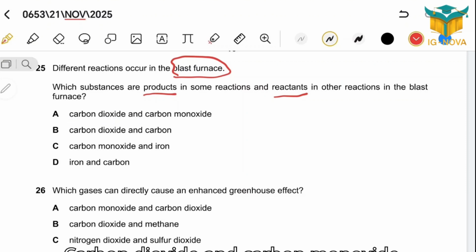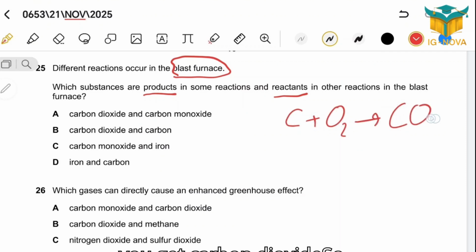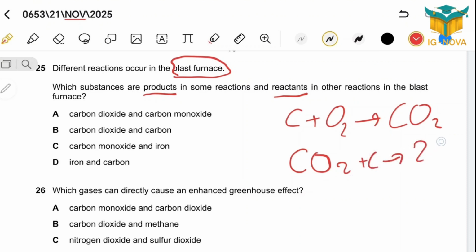Carbon dioxide and carbon monoxide. We start with carbon, we burn it, you get carbon dioxide. So carbon dioxide is in the product. Okay, we take carbon dioxide and do another reaction with carbon to get carbon monoxide, right? So carbon dioxide is reactant and product. So for carbon dioxide, it's fine. Carbon monoxide, which comes out here, we use it in the reduction of iron oxide. So also carbon monoxide is okay. So option A is fine.